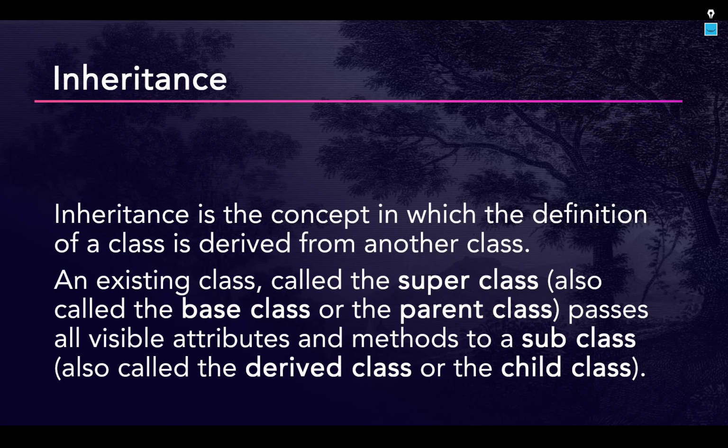So the next pillar, or the next design concept of object-oriented programming, is the concept called inheritance. We will discuss inheritance a little bit deeper in the future lesson about class relationships, but this is a little bit of introduction on what inheritance means. Inheritance is the concept in which the definition of a class is derived from another class, an existing class, for example, a superclass, which has a lot of names actually. It is also called a base class, a parent class.